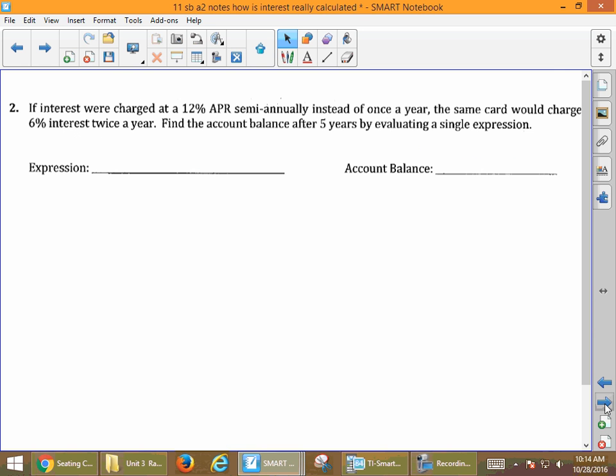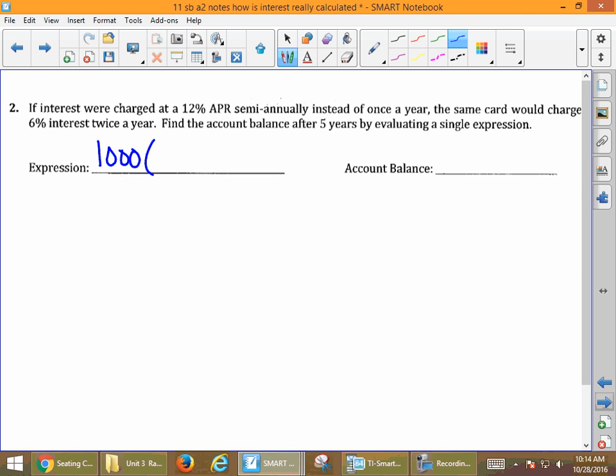Now, if we look at the next one here, if interest were charged at 12% APR, instead of once a year, the same card would charge us 6% interest twice a year. Semi-annual, twice a year. We want to find the account balance after 5 years by evaluating a single expression. Well, we're still going to start with $1,000.